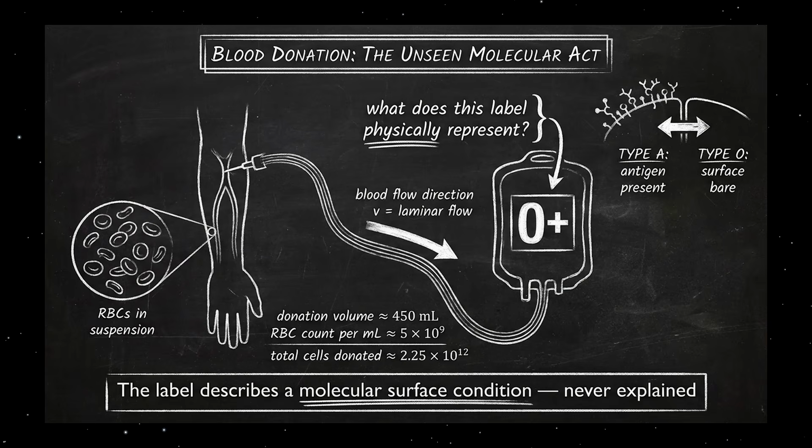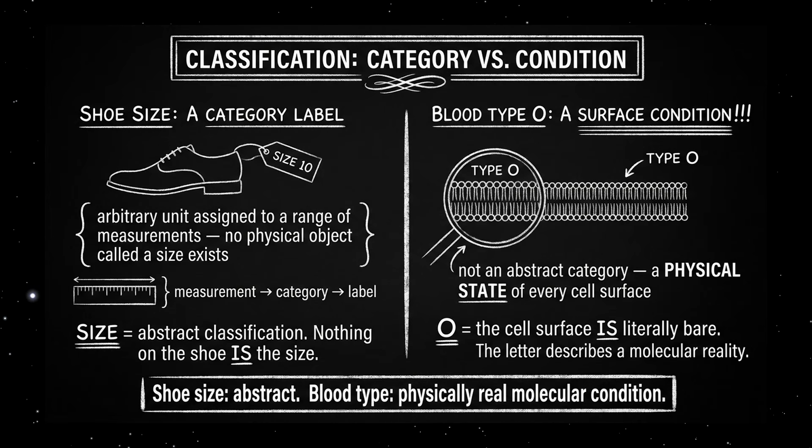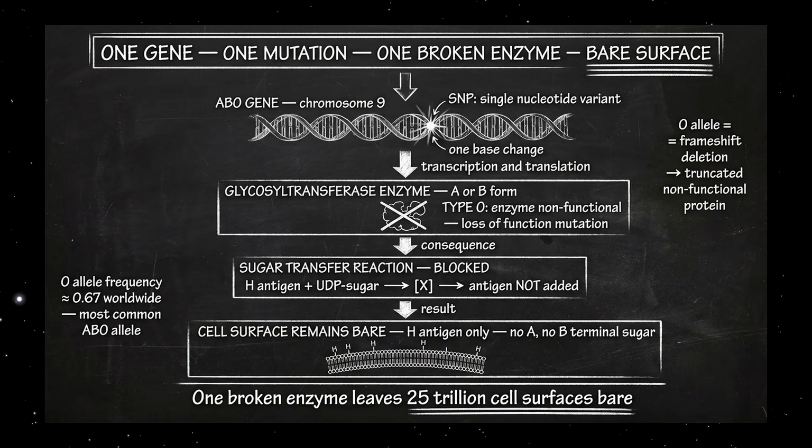You have donated blood and watched it flow into a bag labeled with that letter, without knowing what the label physically represents at the molecular level. The letter is not a classification the way shoe size is a classification. The letter is a description of a molecular surface condition on every red blood cell in the body, a condition determined by one gene that carries one mutation that broke one enzyme that left the surface bare.